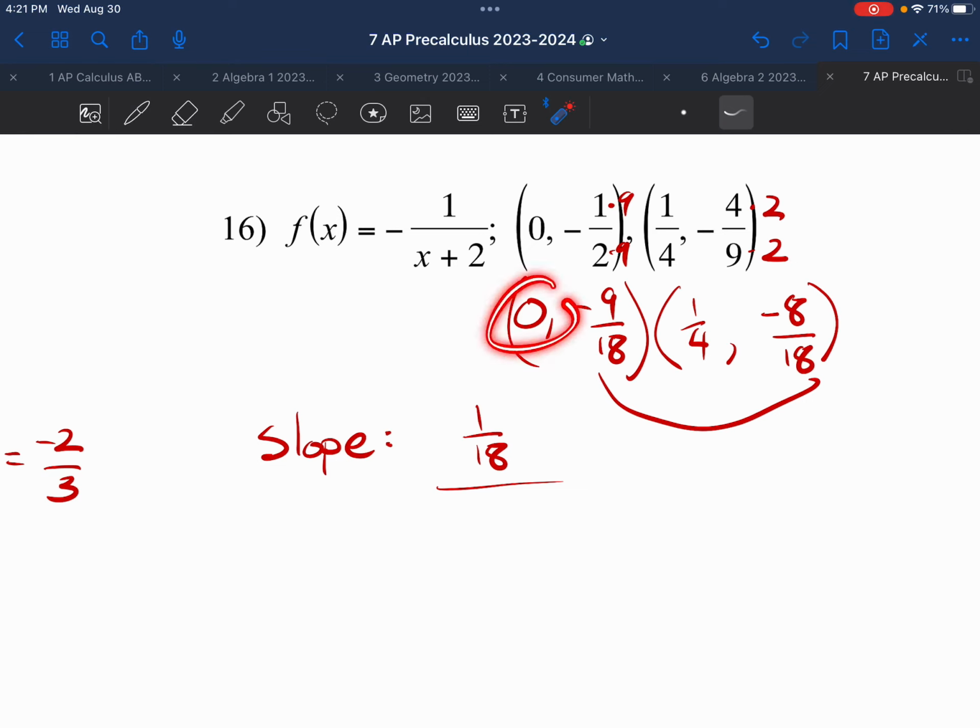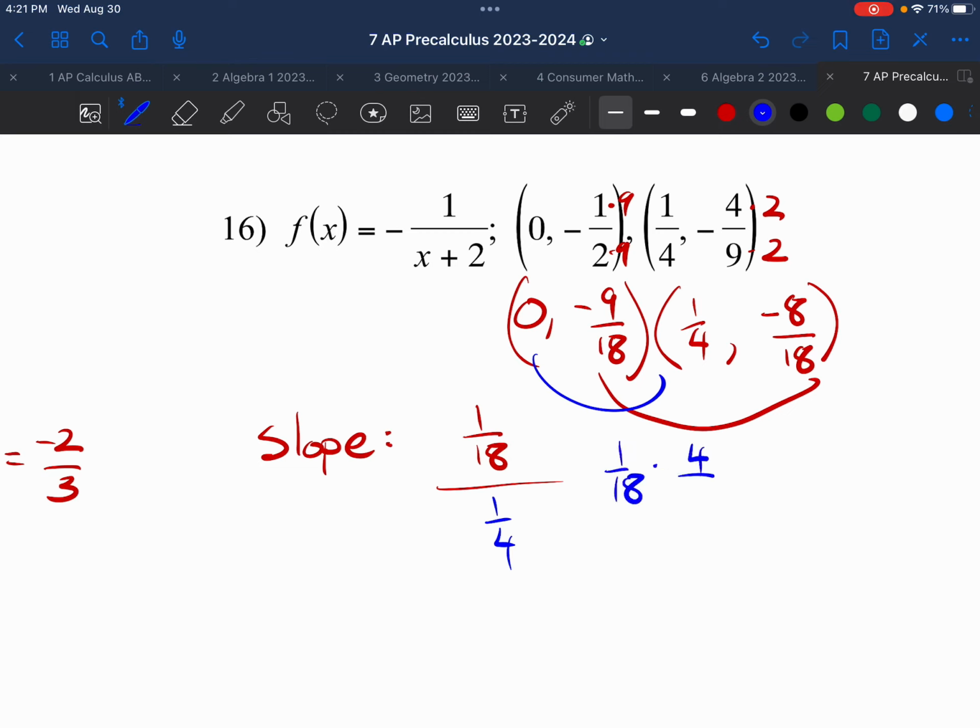The change in x, how do we get from 0 to 1/4, which I'm going to draw in blue? We have to add 1/4, so positive 1/4. Keep it. Change it. Flip it. It's going to be 4 over 18, which is 2 over 9.